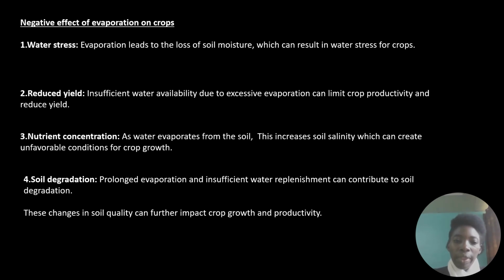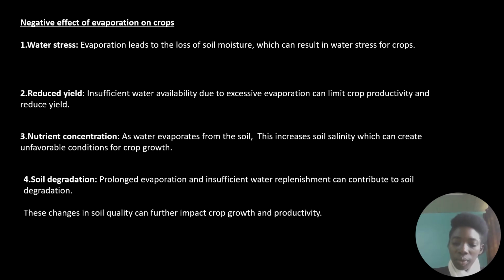this will result in nutrient concentration in the soil. Another effect is soil degradation, where prolonged evaporation and insufficient water replenishment can contribute to soil degradation. This means that an increased evaporation rate can result in soil degradation, so that the environment in general can be degraded. The changes in soil quality can further impact crop growth and productivity. As we have said, when these effects are combined, it will result in low yield of the crops.